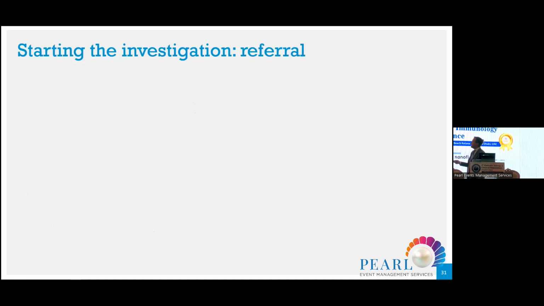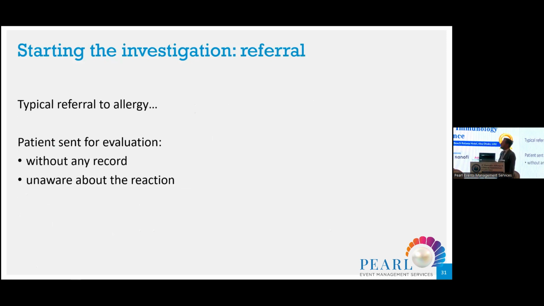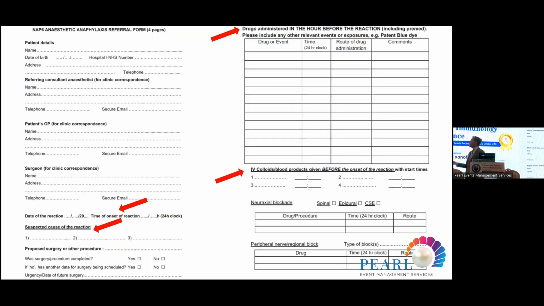So how do we start the investigation? The first step is always the referral. And this is our typical patient I get to see in my clinic: a patient sent for evaluation without any record, unaware about the reaction, and for an event that occurred years before. So in this setting, my role is almost zero. I very rarely can help this patient. So it's very important to have proper tools for referral.